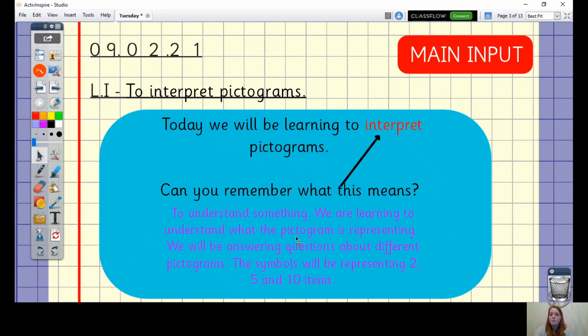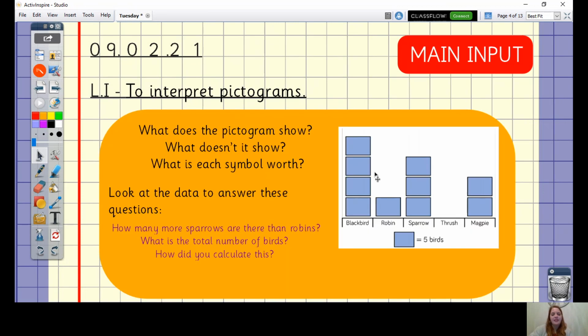Now, in the pictograms that we're going to be answering questions about, the symbols will be representing 2, 5, and 10 items, just like we did when we were drawing those pictograms yesterday. Okay, so let's have a look at our first pictogram then. Hopefully you can see the pictogram here on my screen. Just start off by thinking about what you think this pictogram is showing us. The different categories are blackbird, robin, sparrow, thrush, and a magpie. I wonder if you know what all of those categories are.